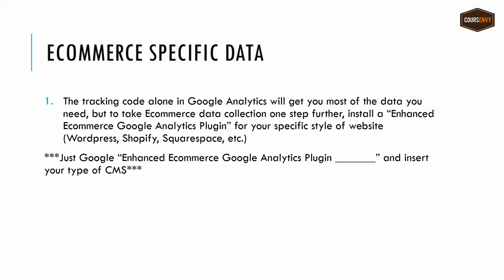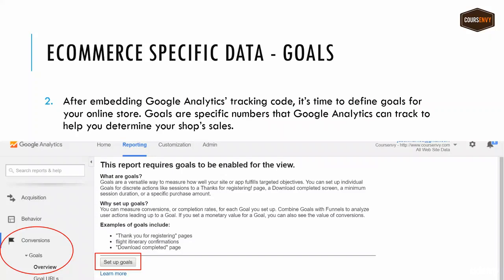or Squarespace, etc. The number 2 way I collect e-commerce specific data is via goals. After I've embedded that Google Analytics tracking code before the closing head tag on all my website pages, it's time to define goals for your online store. Goals are specific numbers that Google Analytics can track to help you determine your shop's sales. So again, go to the Reporting tab in the top nav bar. In the left sidebar, click Conversions, and then click Goals.